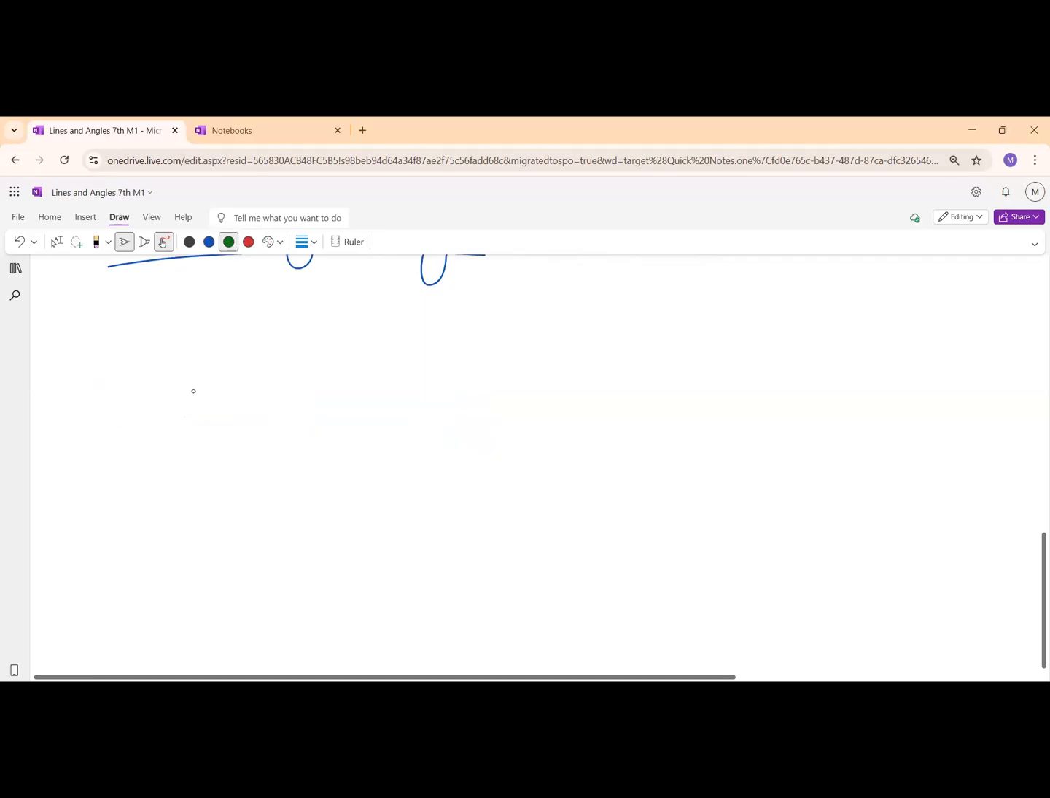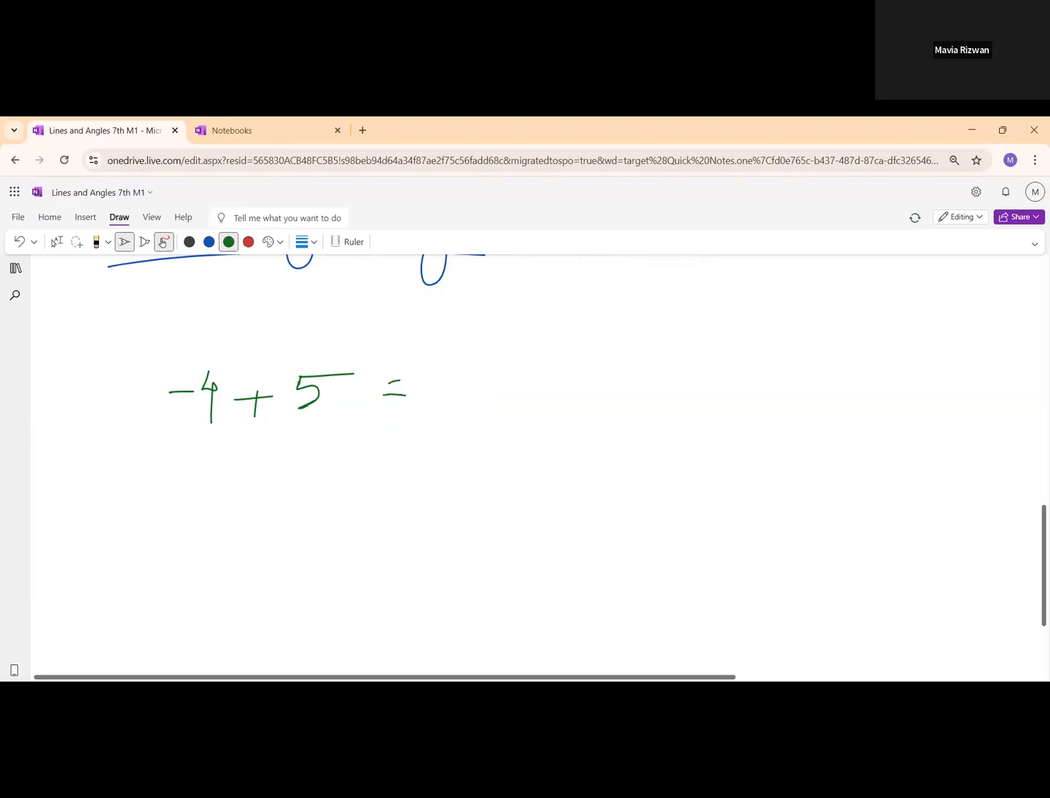Let's say that I have minus 4 and plus 5. Basically, how do we do any addition or subtraction? First of all, we check the signs. The signs are opposite: one is minus, one is plus. So we subtract the smaller number from the bigger one. 5 minus 4, you get 1.